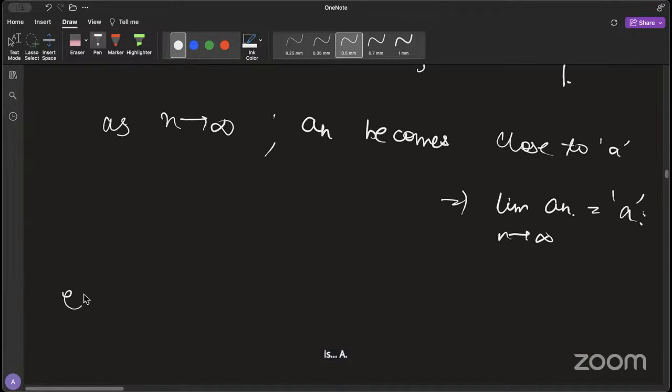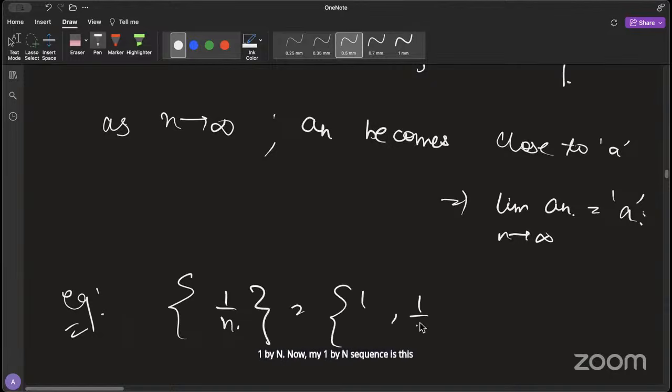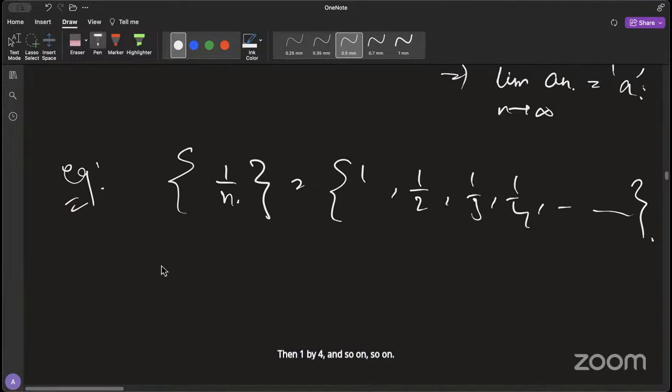So let's do an example here. Let's say you have 1 by n. Now my 1 by n sequence is this: 1, 1 by 2, then 1 by 3, then 1 by 4, and so on, so on. So as my n increases, for n equal to 1, you have 1.